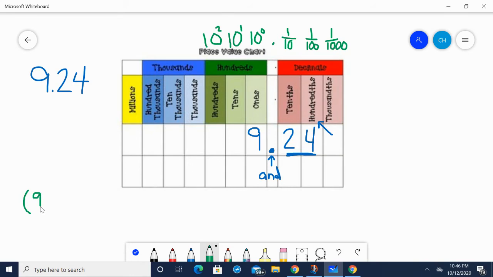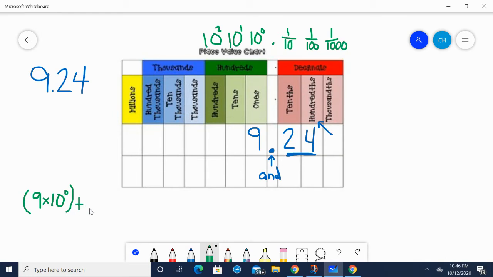I'm going to put it in parentheses. And you know, we're multiplying. That is in the ones place, so what is our exponent? Right above. Yep, 10 to the 0 power, because that lets me know that number is just like 9 times 1. Now we're going to add it.